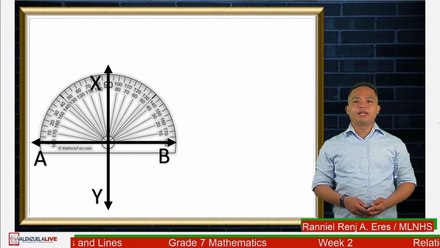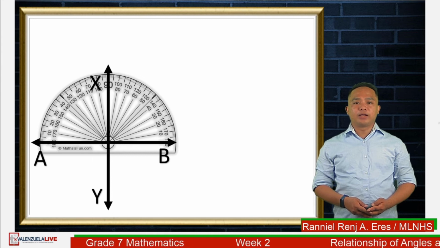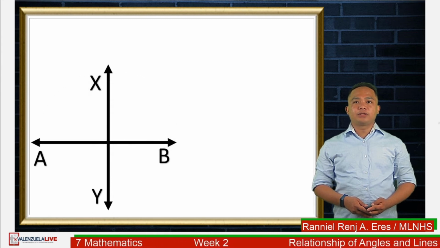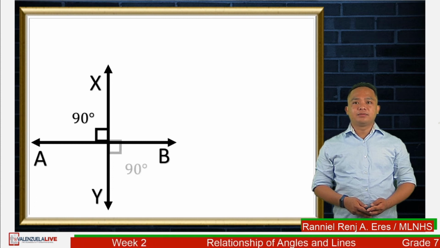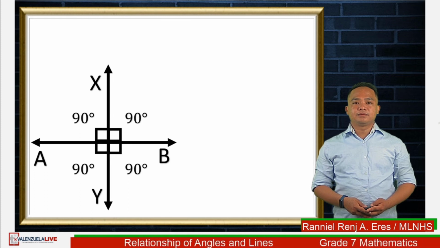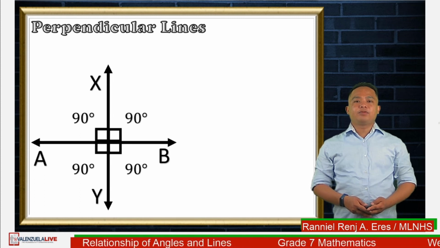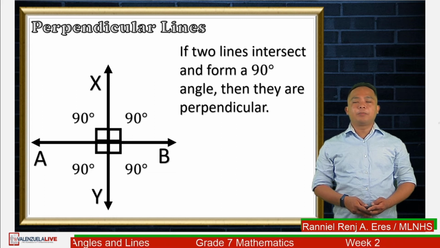Observe the two given lines in this example. We have line AB and line XY that intersect at point C and form a 90-degree angle. If two lines intersect and form a 90-degree angle, then they are said to be perpendicular.